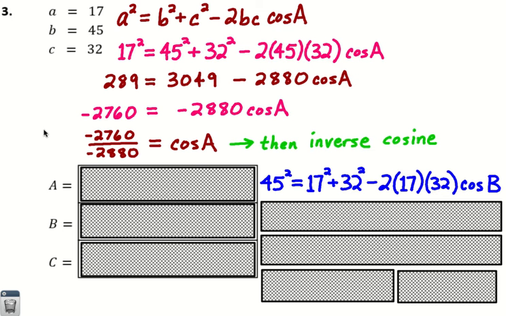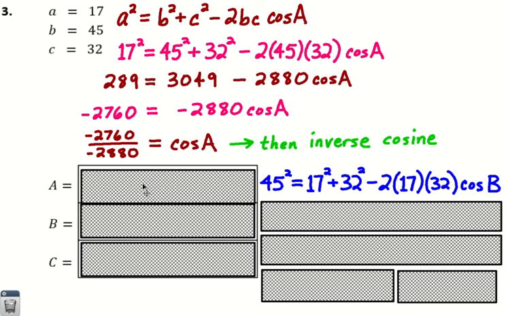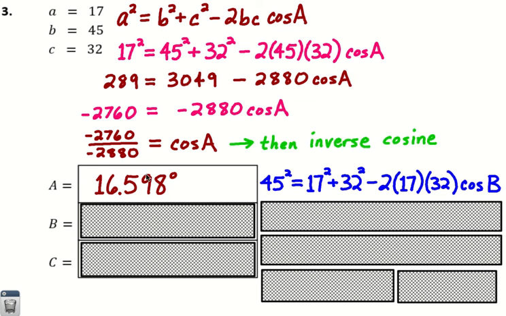A negative divided by a negative will be overall positive, so take that into consideration as you plug this into your calculator. But anyway, the inverse cosine of this should get you about 16.598 degrees. So that's angle A. And then, like I said, what you're going to want to do is the law of cosines again to find the next angle.